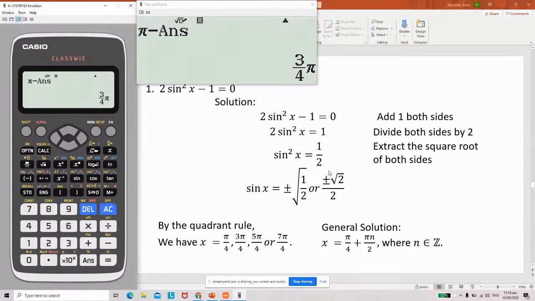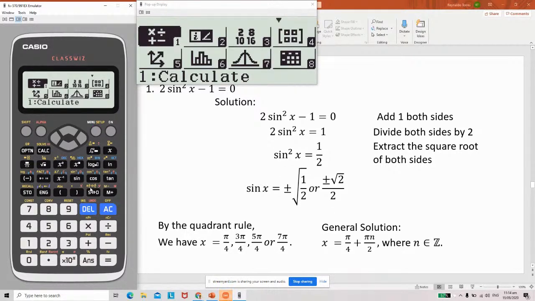Sir, kala ko ba pwede rin positive or negative square root of 2 over 2? O, di, gamitin mo sa square root of 2 over 2. Parehas lang din naman ang lahat. Okay, table mode. Sige, table mode.